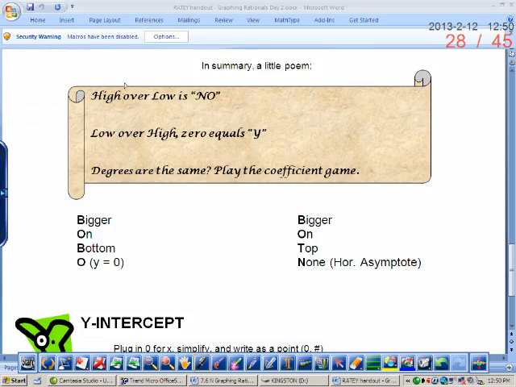This is the one that's kind of stuck in my head, but you can obviously use whichever one makes more sense to you. So high over low, the answer is no. High degree over low degree, there's no horizontal asymptote. Low over high, 0 equals y. Low degree over high degree, y equals 0. Degrees are the same, play the coefficient game. A over B. It's going to be totally your call which one makes more sense to you. Okay?